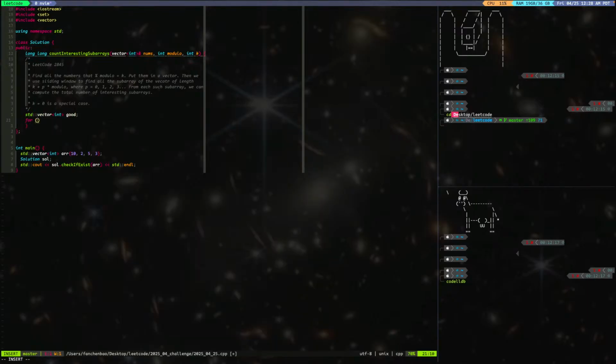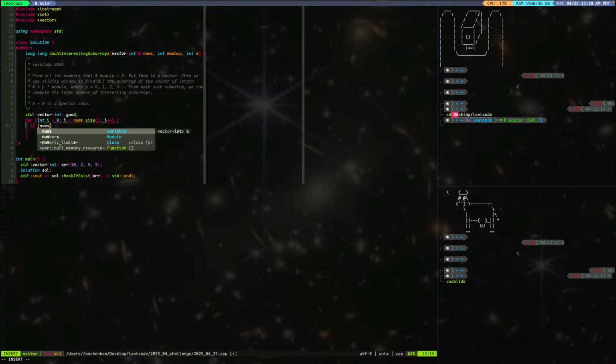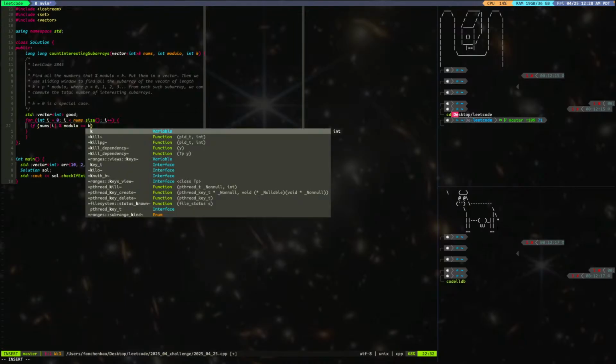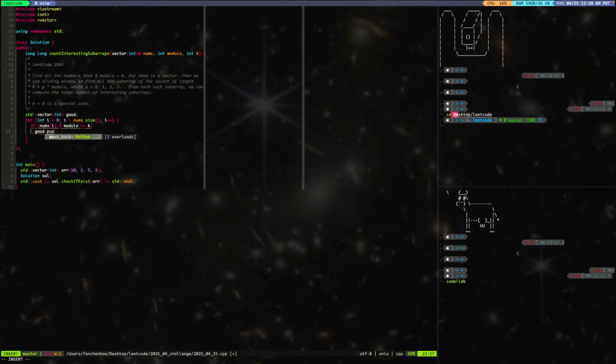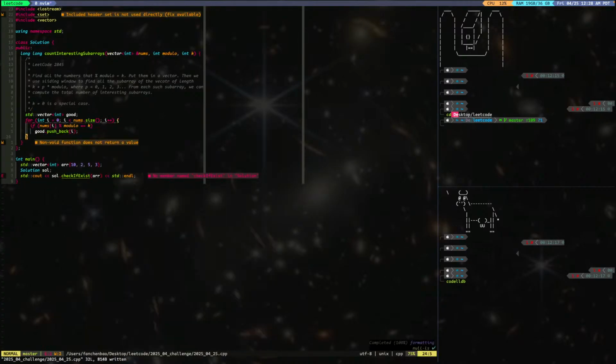All right, and then for int, I need indices. If nums[i] modulo equal to k, that's a good dot pushback. Ooh, I can push back i directly. That'll make computation easier.